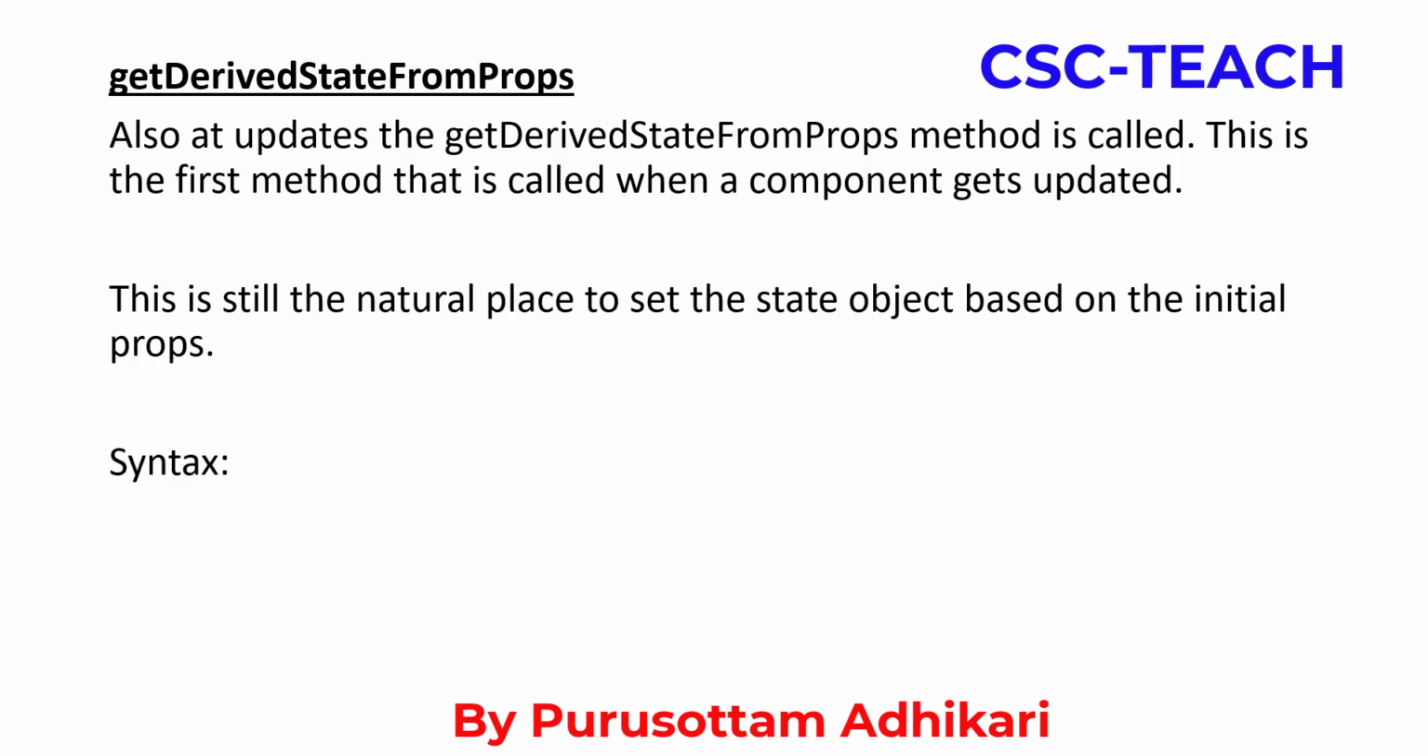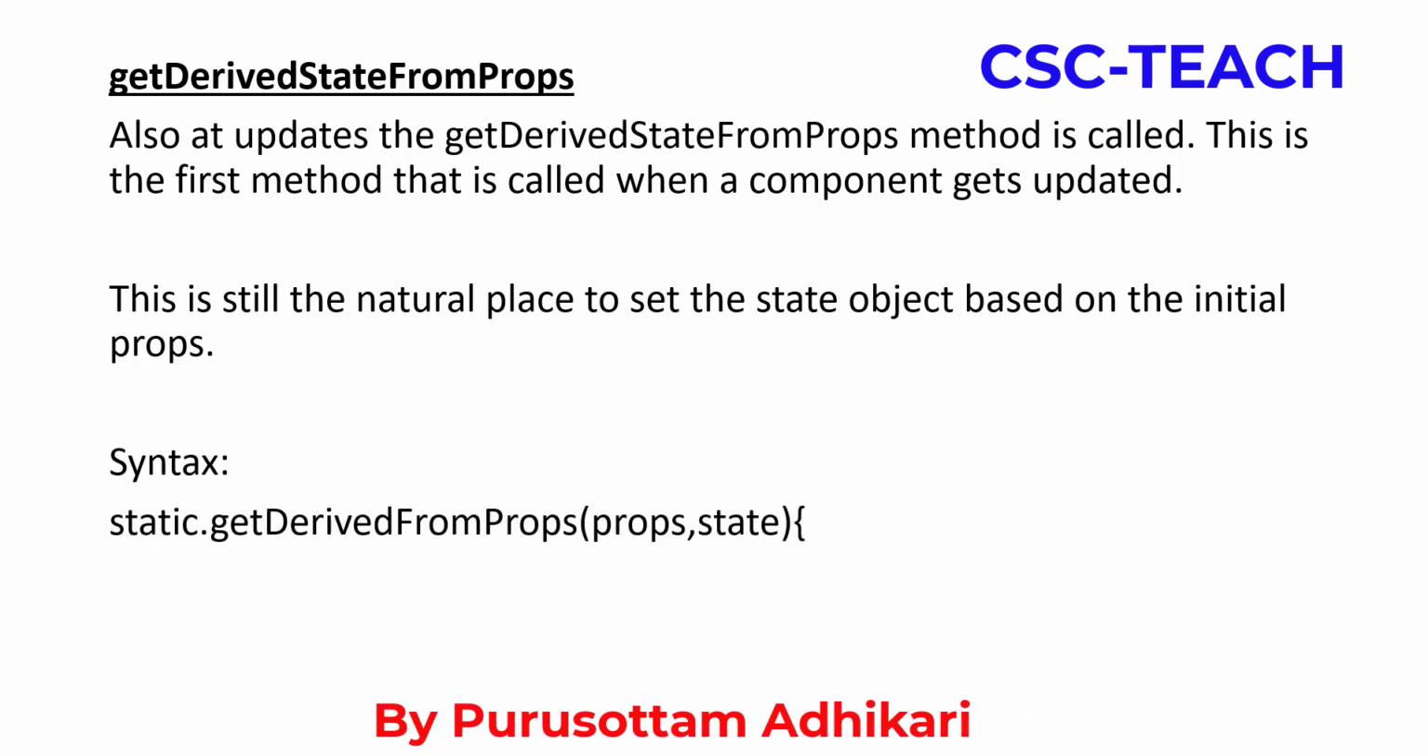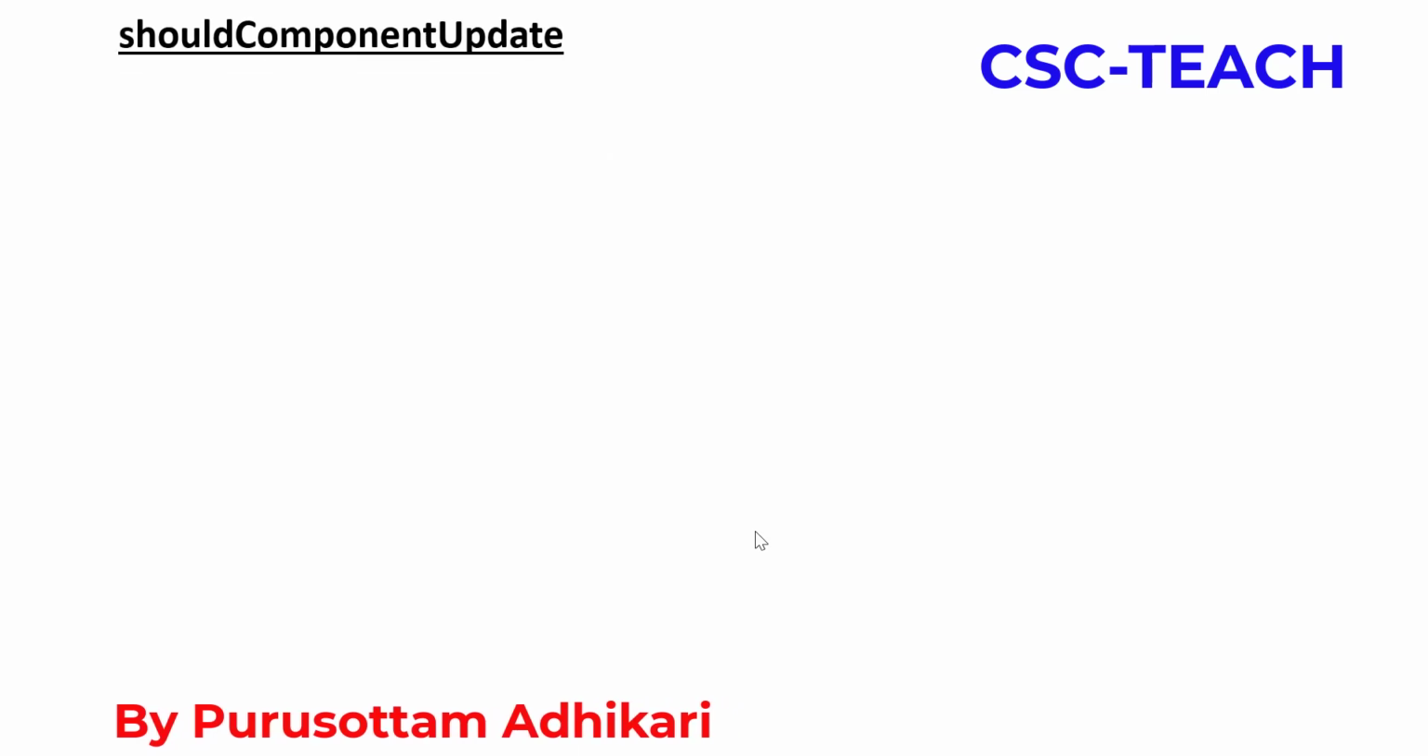This is the syntax of getDerivedStateFromProps: static getDerivedStateFromProps(props, state). It contains 2 parameters, that is props and state. This is the simple syntax of the getDerivedStateFromProps method. Then the next method is shouldComponentUpdate. We'll do a practical of static getDerivedStateFromProps.